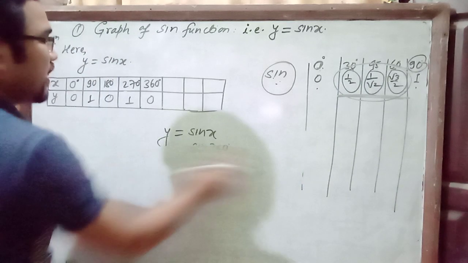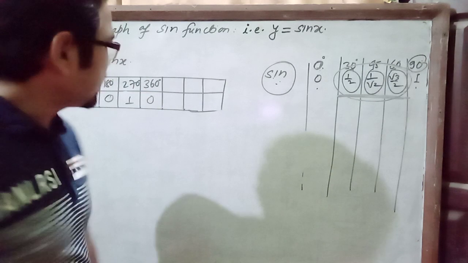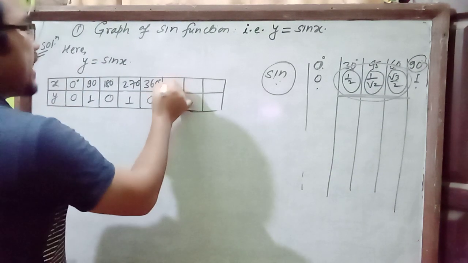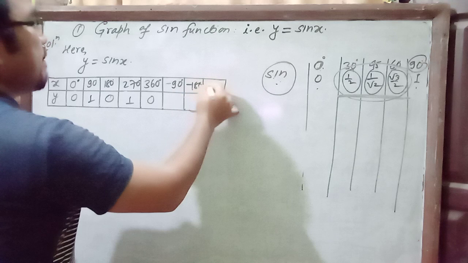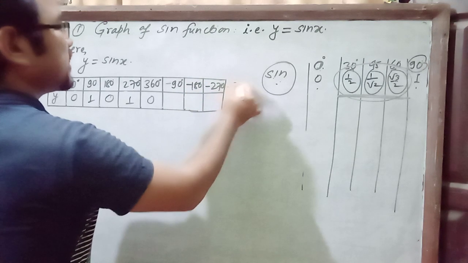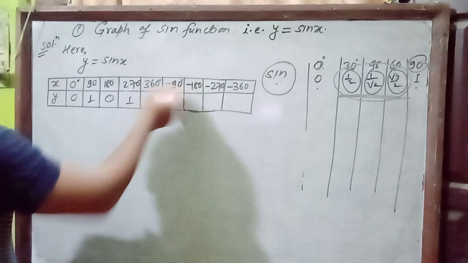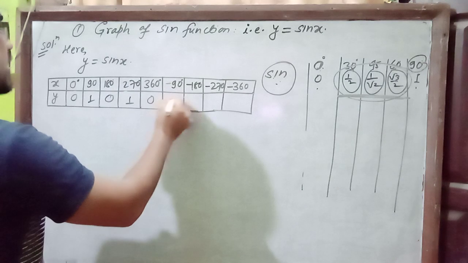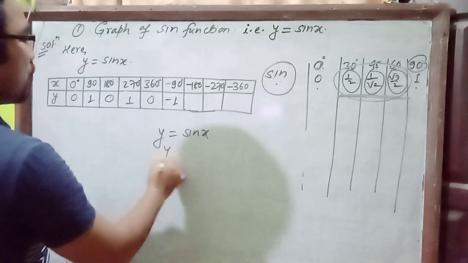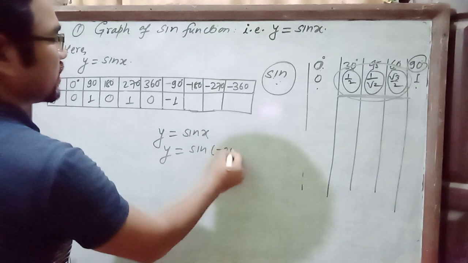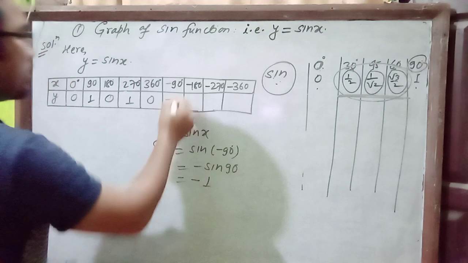Okay. Next one. Up to 360 I have put here positive values, 0 to 360. We can put negative also: minus 90, minus 180, minus 270, and minus 360. These values you can put. You can press calculator. Sine minus 90 value, what is it? Minus 1. If it doesn't come to mind, look at it this way: y equal to sine minus 90 degree becomes minus sine 90 degree, minus 1.